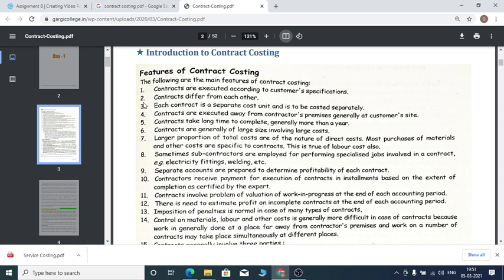So these are the main features. There are some other features, but these are the most important features of contract costing. I hope you have all understood this topic.